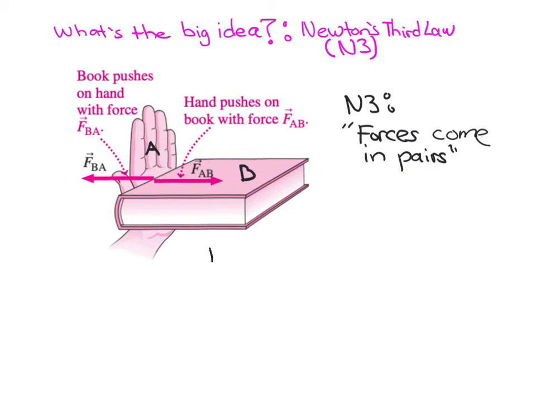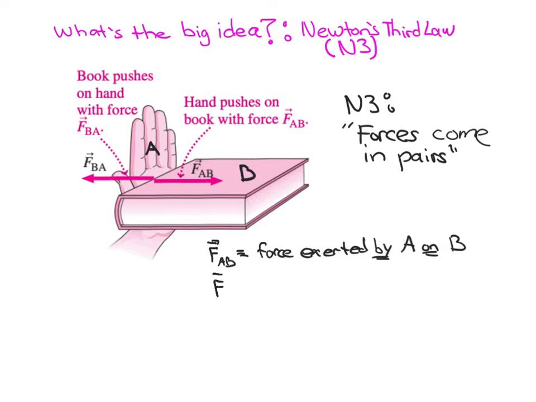Then we'll define a notation here. When we write F sub AB, by definition, what we mean is the force exerted by object A on object B. So in this example, A is your hand, B is the book, and F sub AB is the force exerted by your hand on the book. In this picture, we see that F sub AB points to the right. You're pushing to the right on the book.